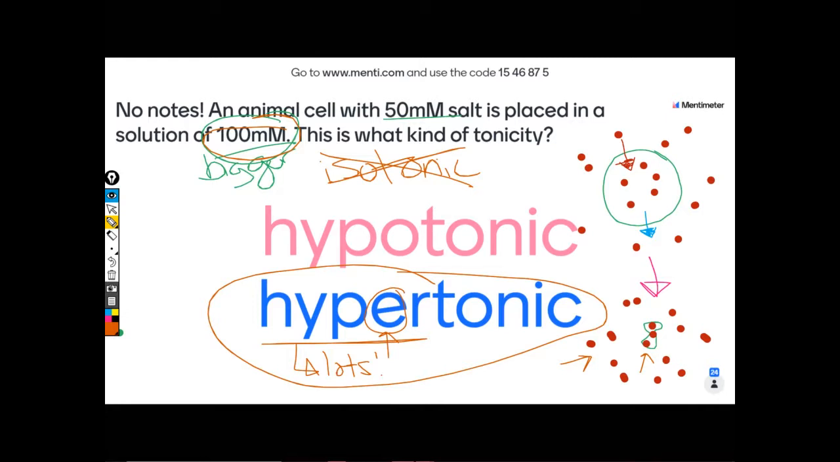Either way you remember, it's fine, whether it's hyper being lots, hyperactive, and that's the outside space, or whether it's our shrivelly little guy being like that shrivelly little E. Either way is going to get you to the correct answer. Any questions on how we tackled this?